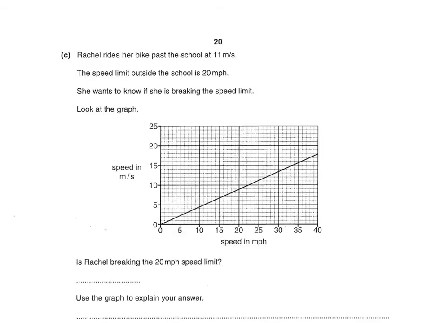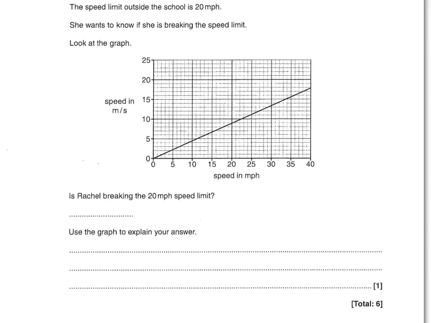She wants to know if she's breaking the speed limit. So look at the graph, and the graph shows you speed in meters per second against speed in miles per hour. You can kind of convert using the graph. And it says, is Rachel breaking the 20 mile per hour speed limit? So if you look at 11 metres per second, you will see that it is actually beyond 20 miles per hour. It's around 24.